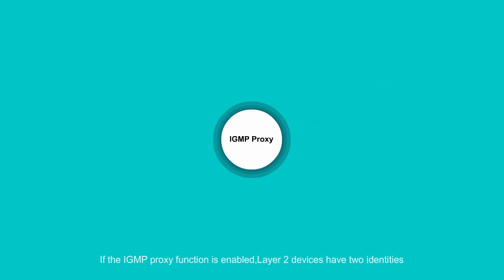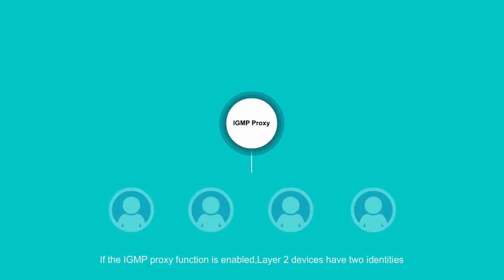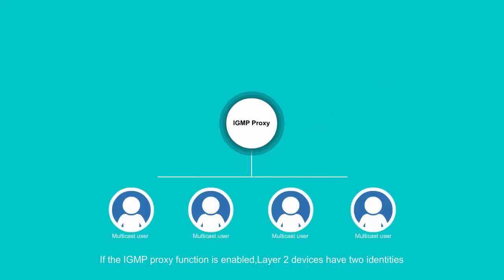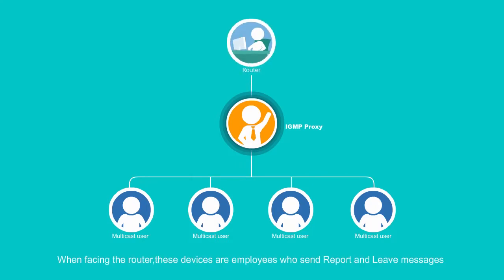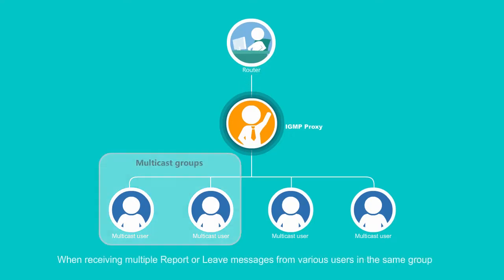If the IGMP proxy function is enabled, Layer 2 devices have 2 identities. When facing multicast users, Layer 2 devices are leaders who send query messages. When facing the router, these devices are employees who send report and leave messages. When receiving multiple report or leave messages from various users in the same group, Layer 2 devices send only one report or leave message to the router.